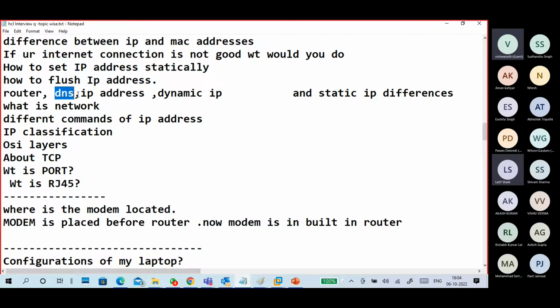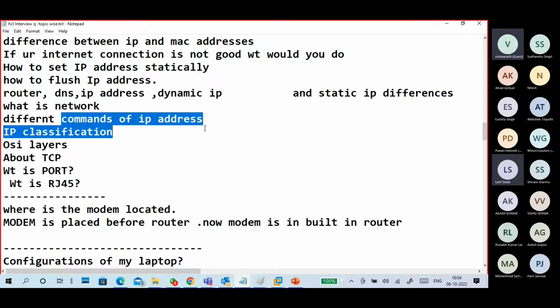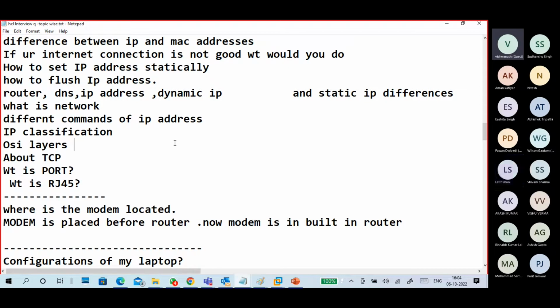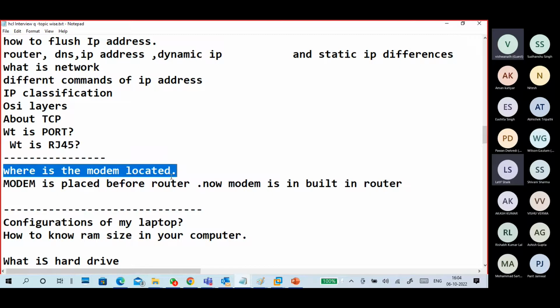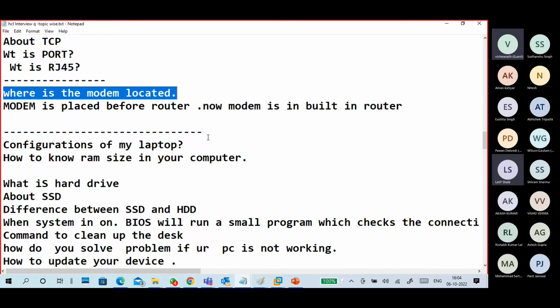Router, DNS, IP address, dynamic IP, static IP differences. Okay, so what is network? What are different commands of IP address? Okay, IP classifications, classes, about the OSI layer, about TCP/IP, what are the port numbers, and what is RJ45. Where is the modem located? Modem is located before your router. Between the router and the internet connection, the modem is there.